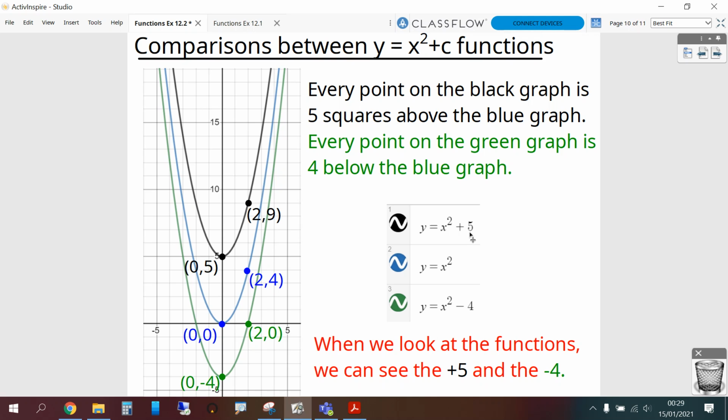When we look at the functions, we can see the plus 5 and the minus 4 appear. And that always is something that you will notice for this type of function.